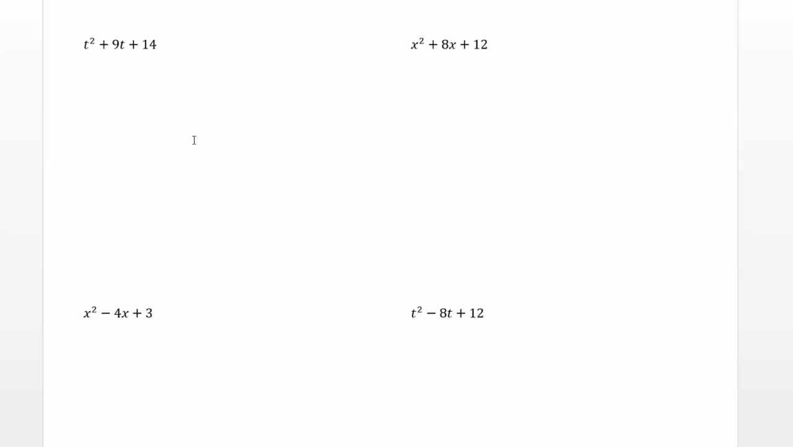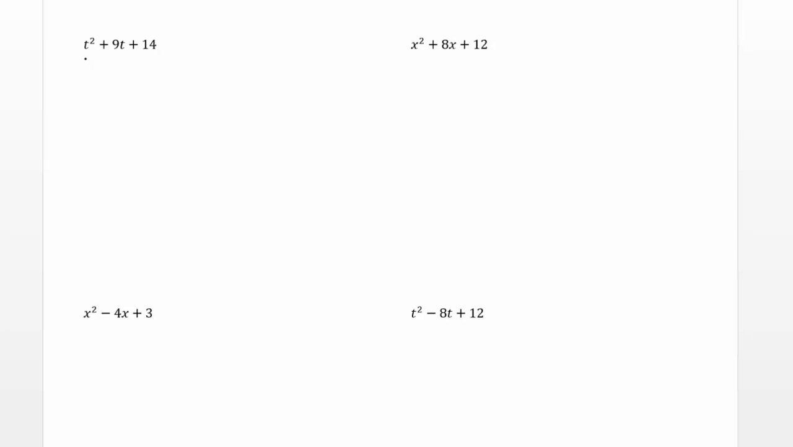In part 2 of this video, I'd like to do a few more example problems that are similar to what we did in video 1, as well as talk about some shortcuts, some alternative methods to this process of making a box for factoring these trinomials.